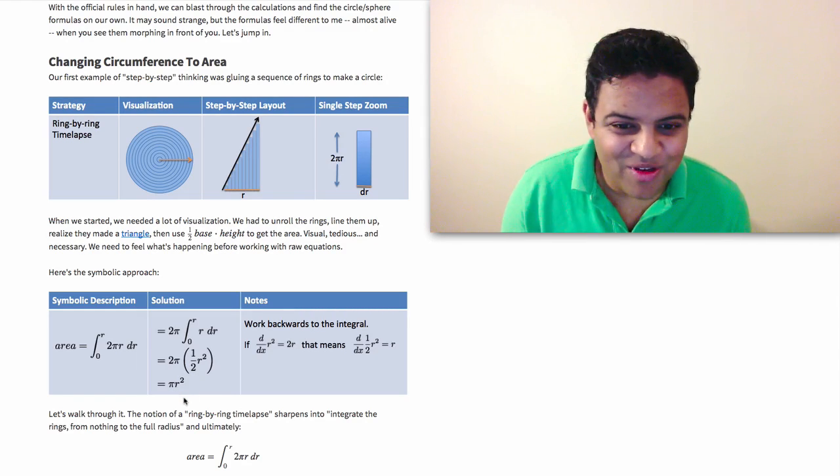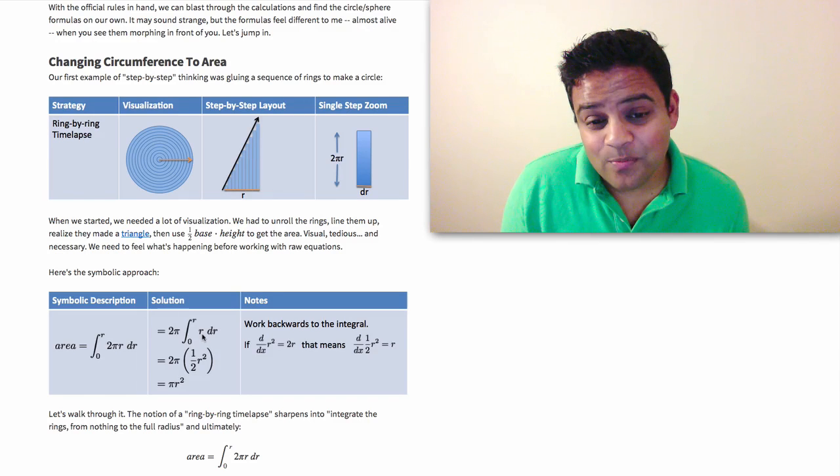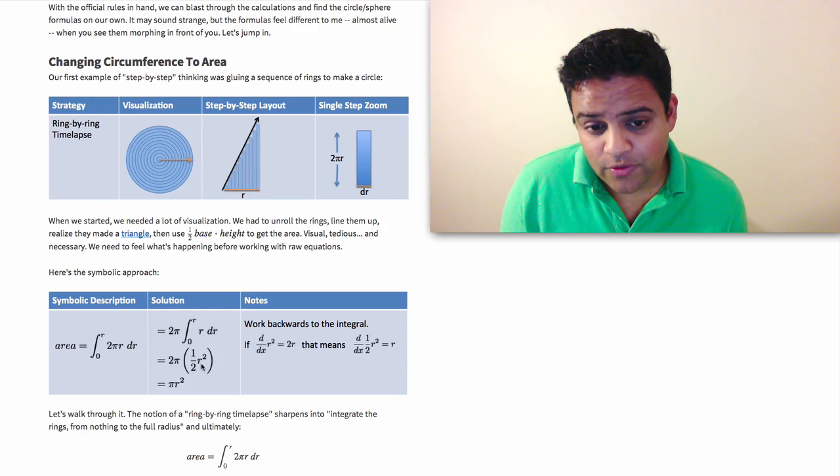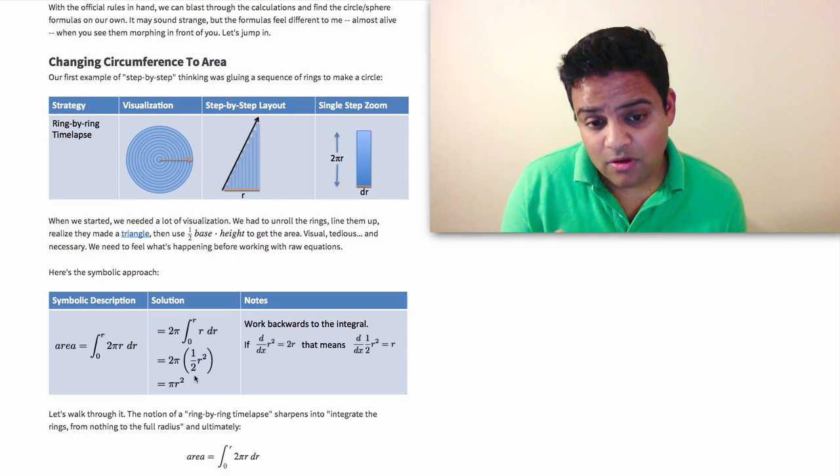And I guess I'll hop in here. It's because the integral of r is 1/2 r squared. And we can check that, right? Because the derivative, well, the 2 comes down, and that cancels this. So the derivative is r. So that means the integral is 1/2 r squared.